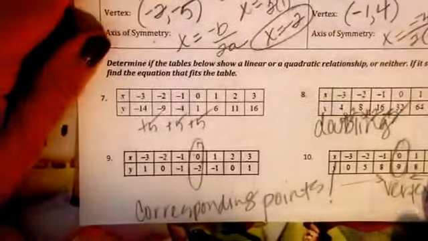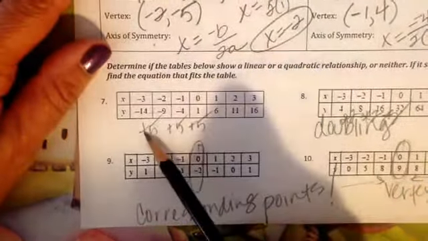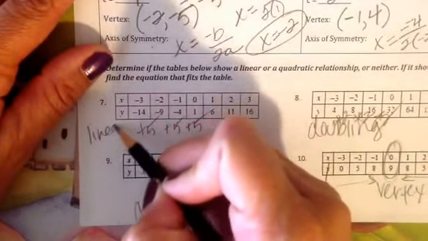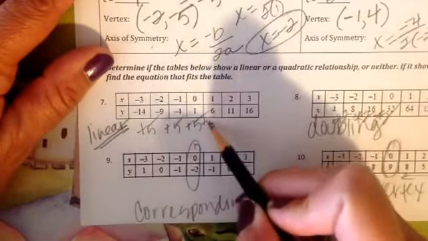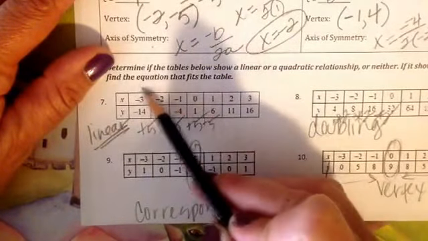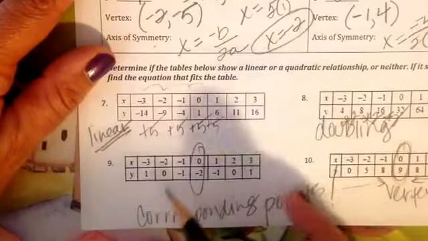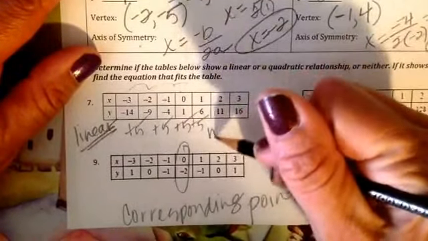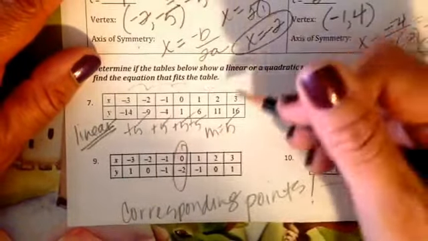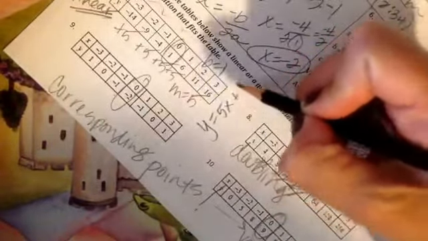I had looked at the tables for 7, 8, 9, and 10, and I'm assuming you have already as well. I identified number 7 as a linear relationship because it was adding 5 all the way through the Y values. As X went up by 1, we added 5. So my slope is going to be 5, the change. The B value, or the starting value, is when X is 0, so my B is 1. I have to find the equation for the table. I'm going to write it this way: Y equals 5X plus 1.